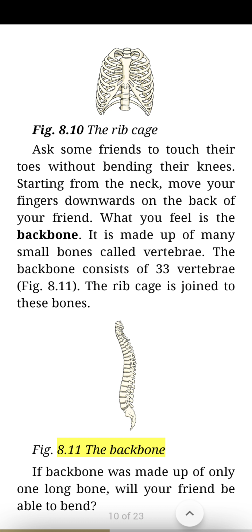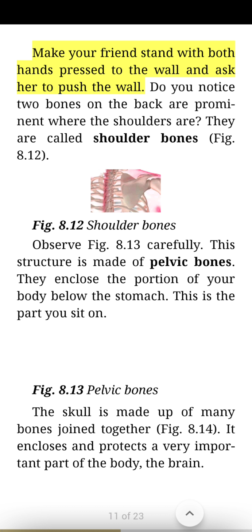Fig. 8.11. The backbone. If the backbone was made up of only one long bone, would your friend be able to bend? Make your friend stand with both hands pressed to the wall and ask her to push the wall. Do you notice two bones on the back are prominent where the shoulders are? They are called shoulder bones. Fig. 8.12. Shoulder bones.